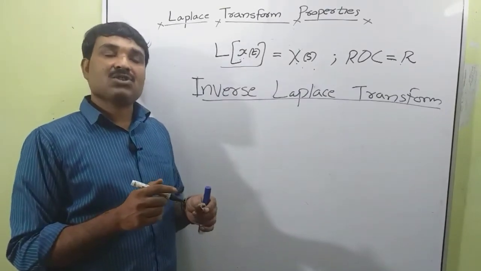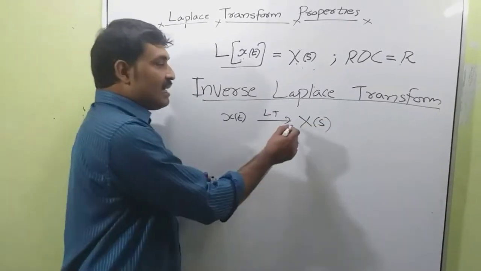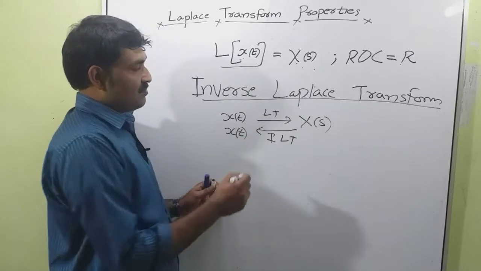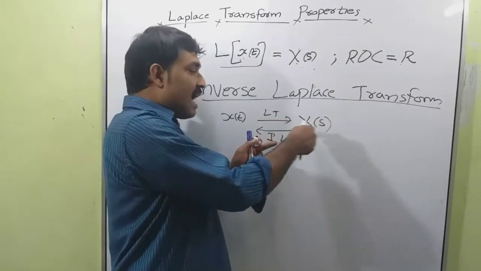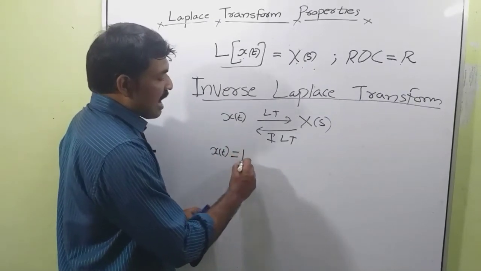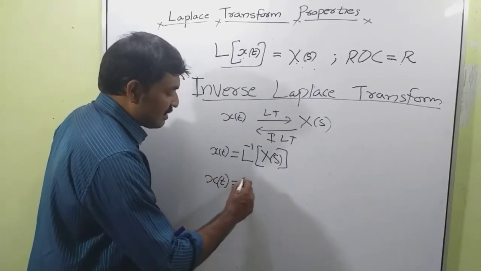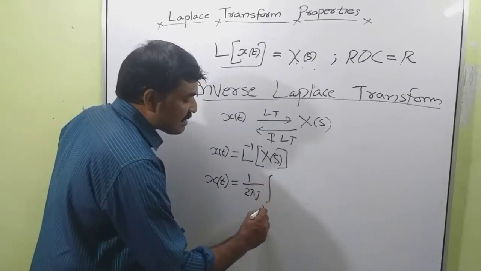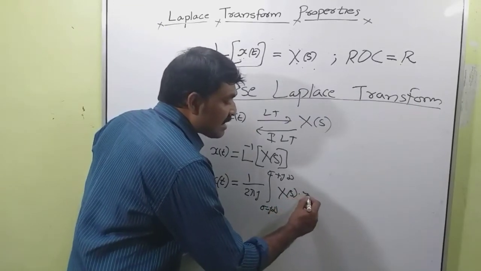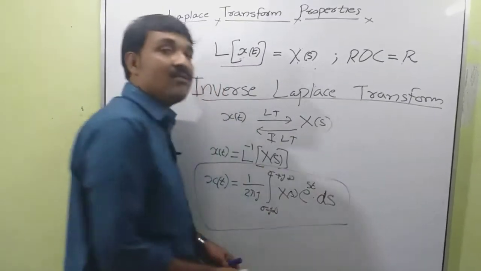Right. This is inverse Laplace transform. If x(t) has Laplace transform X(s), then by taking the inverse Laplace transform, we will get x(t). That means the Laplace transform of x(t) will give X(s), and the inverse Laplace transform of X(s) will give x(t). x(t) is equal to L inverse of X(s), and this can be evaluated by using this integral, that is equal to 1 by 2 pi j integral from sigma minus j infinity to sigma plus j infinity of X(s) e raised to st with respect to ds. This is the formula for evaluating the inverse Laplace transform.